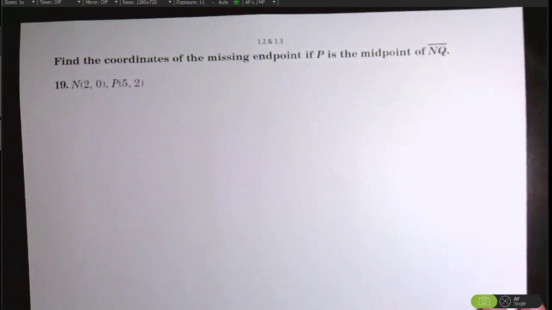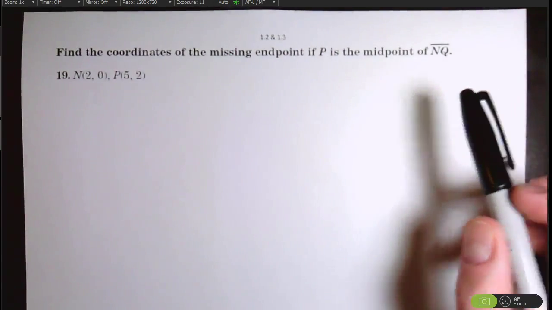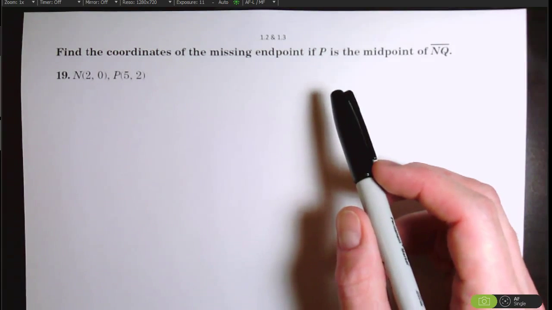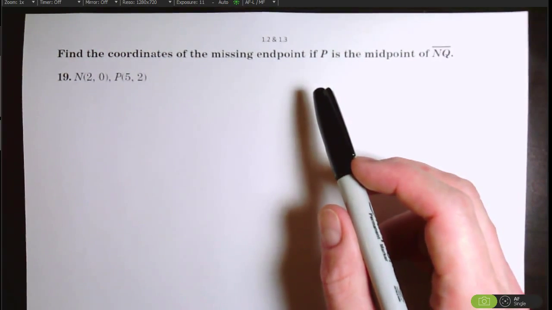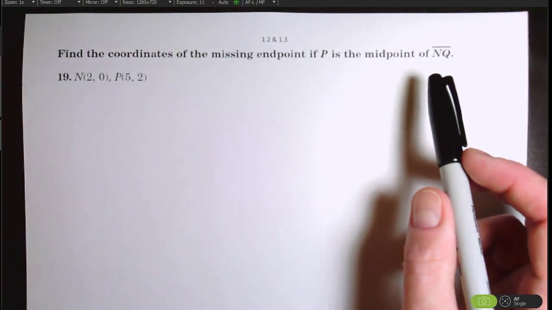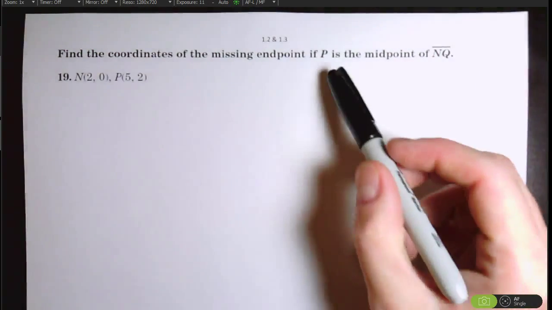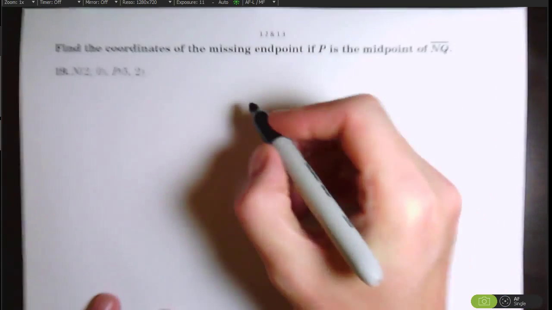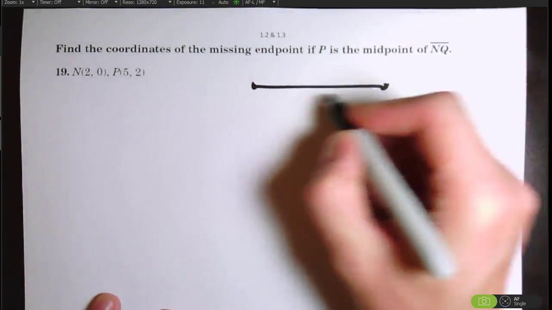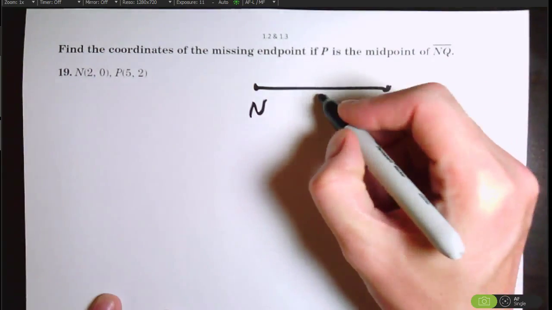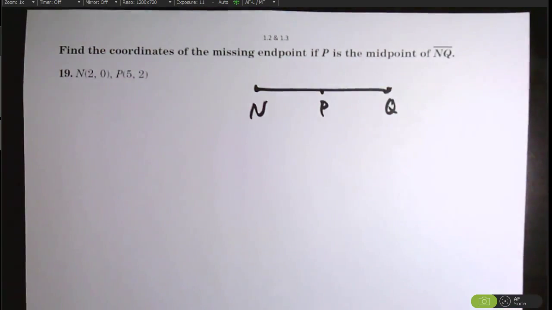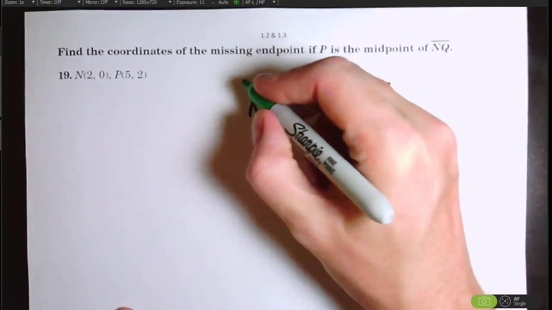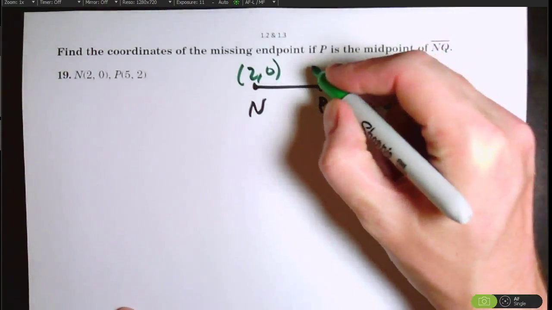Okay. Last example I want to look at is number 19. In this one you're given two coordinates. They want you to find the missing endpoint Q, if P is the midpoint. Okay, so that's the complicated part. So let's roughly sketch it here. I have segment NQ, and P is the midpoint. Now, for this problem, and in others you might be given other numbers, you're given N and P. N is at 2, 0. P is at 5, 2.